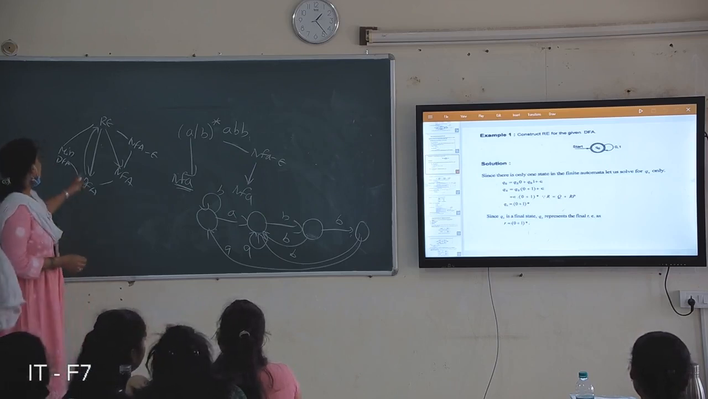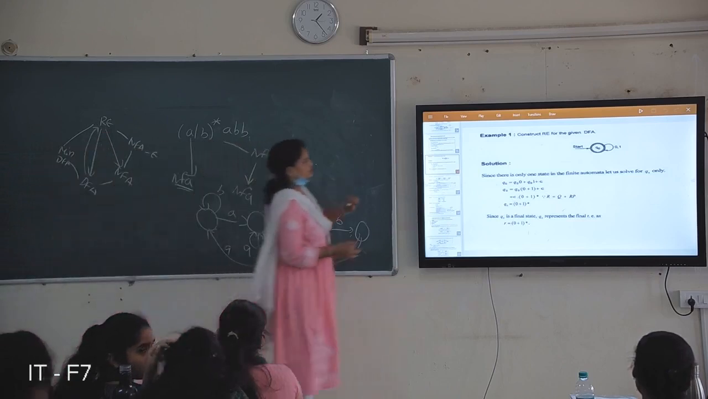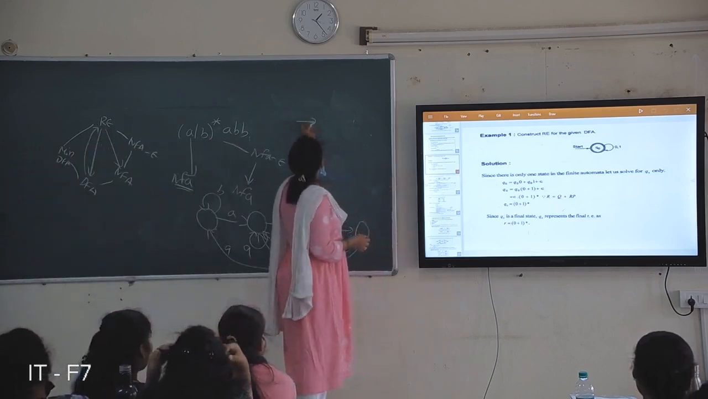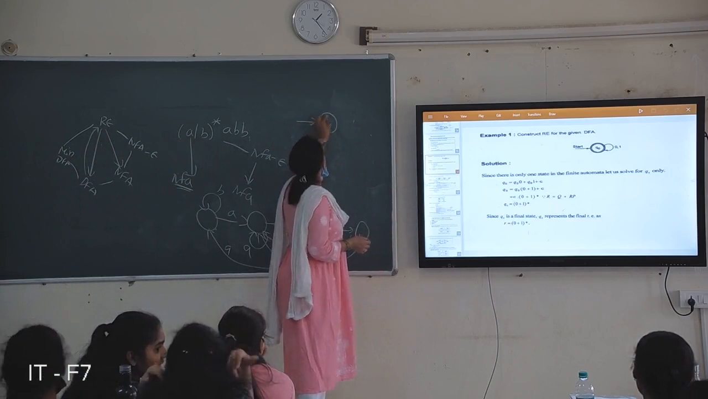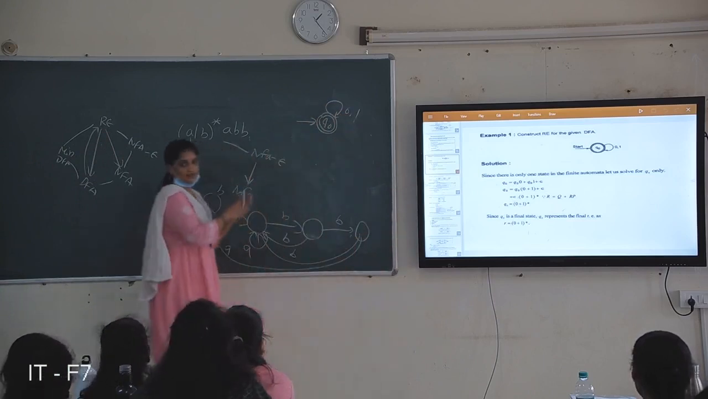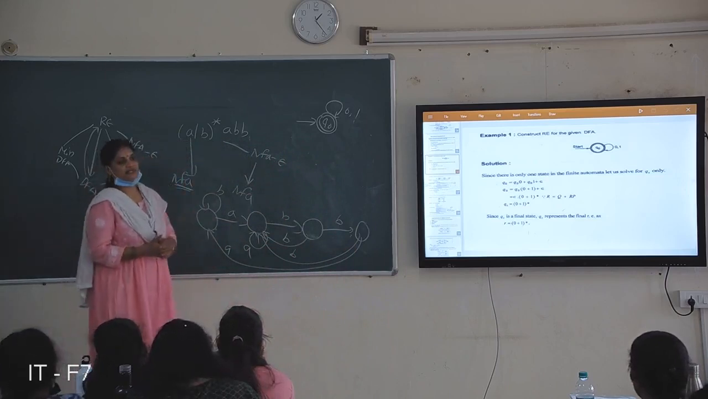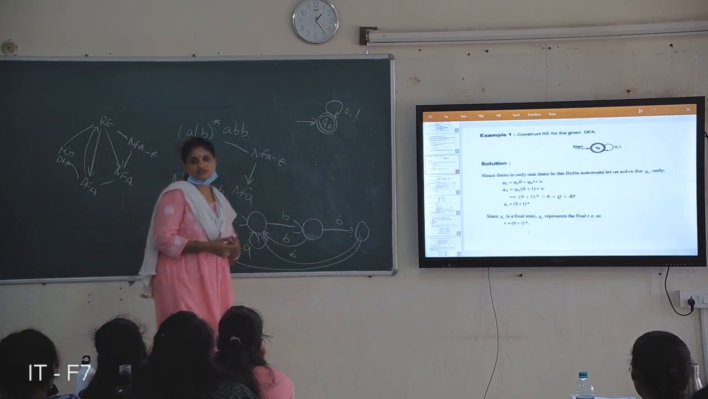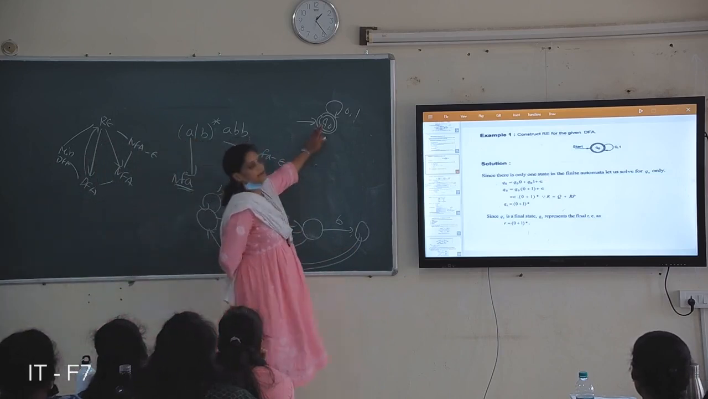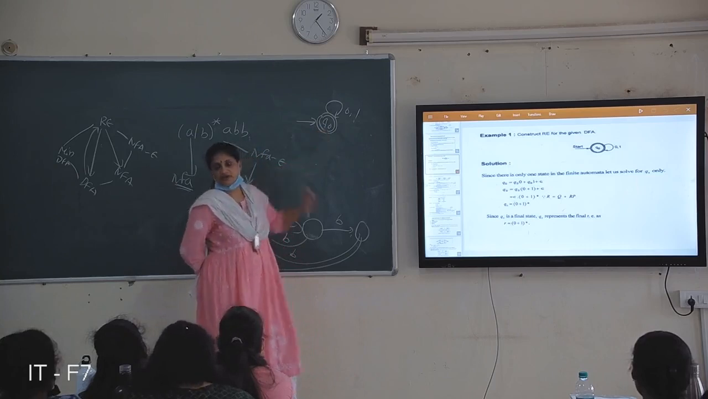Okay, how to convert a DFA into a regular expression? I want to show the procedure for this one. For example, first I start with a simple problem. What does it accept? Any number of zeros and ones. So this finite automata accepts any number of zeros and ones. I want to find out the regular expression for the given finite automata.